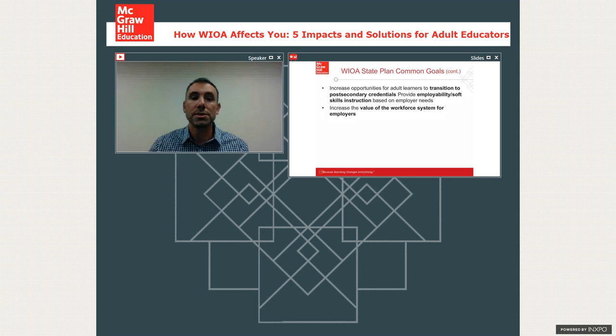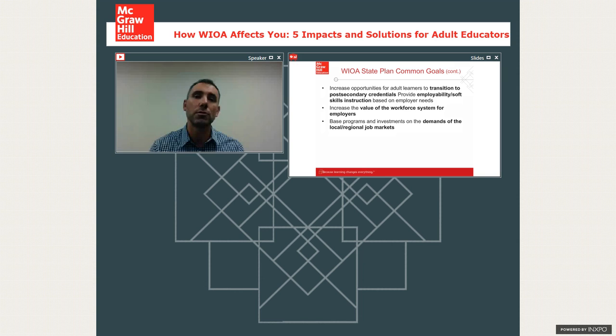Some additional goals that are common across state plans are increasing opportunities for adult learners to transition to post-secondary credentials, and to provide employability and soft skills instruction based on employer needs. This is a key one not just for our adult education students, but for all job seekers. There's a huge emphasis on the need for employability, soft skills, or essential skills, as some folks call them, in terms of workplace behaviors and being effective employees.